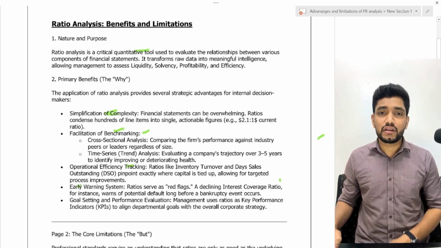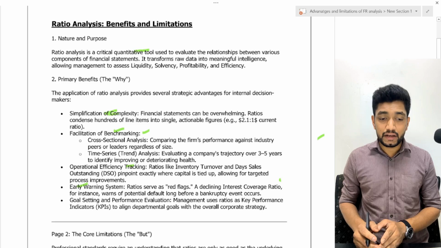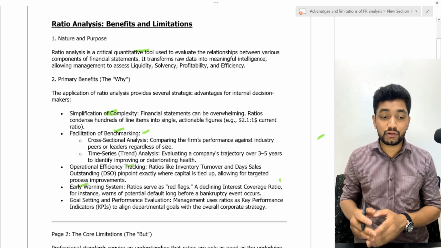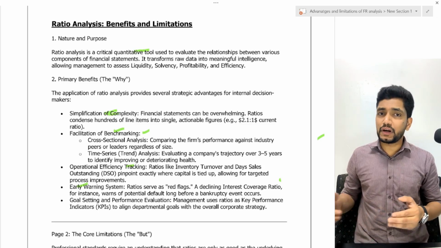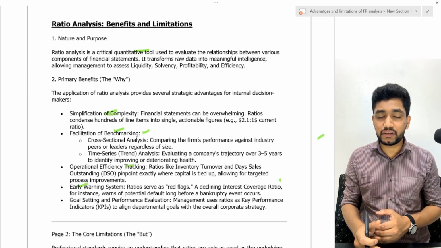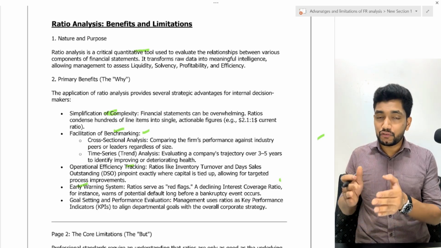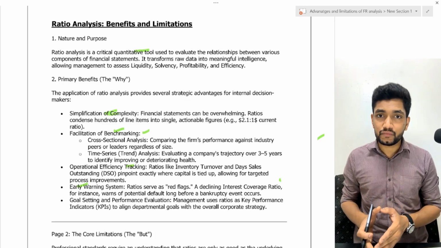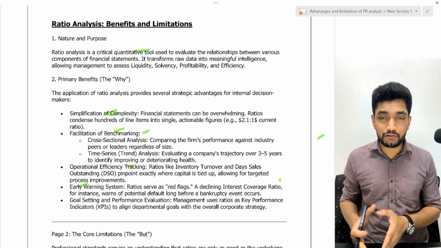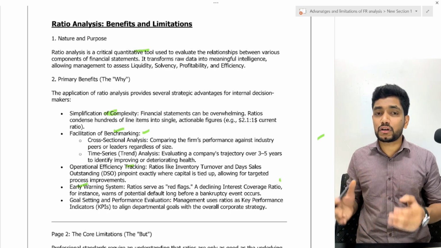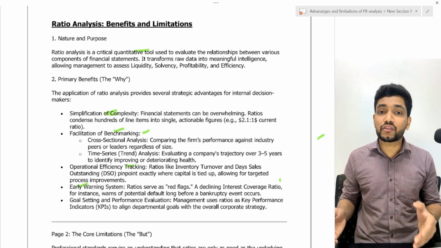Next, early warning signs. Ratios can serve as a red flag. A declining interest coverage ratio, for instance, warns of a potential default long before a bankruptcy occurs. Similarly, if you compare a company's liquidity ratio over a period of time and it is declining, that is an early warning sign, a red flag against the company's performance. If you identify the red flag before it occurs, it works as a warning system for the company.